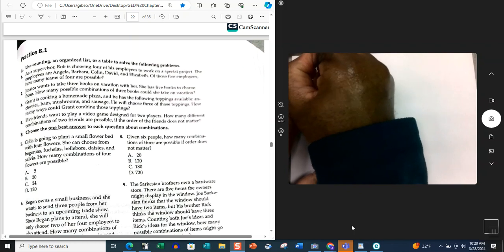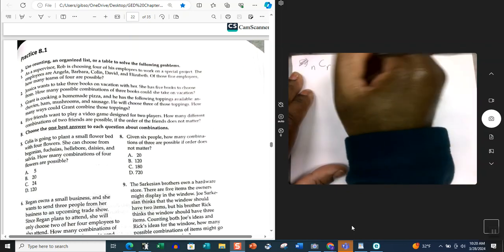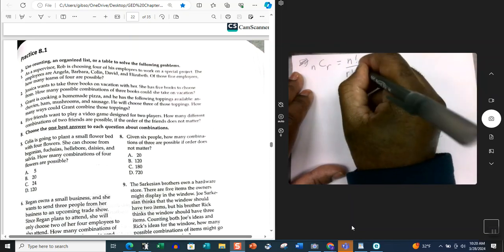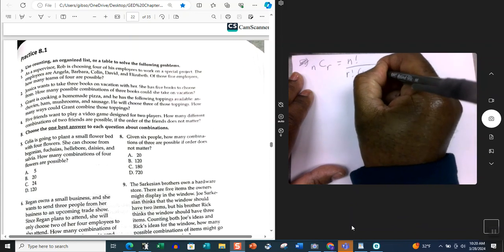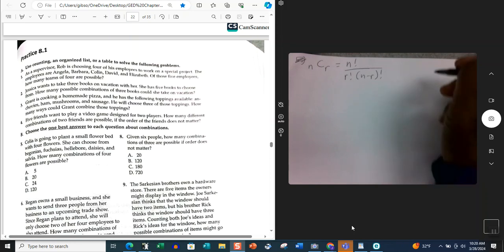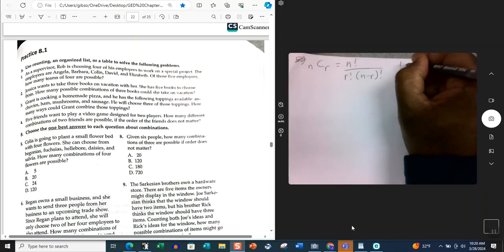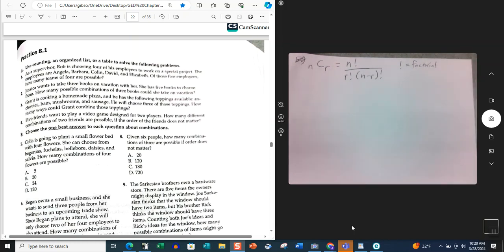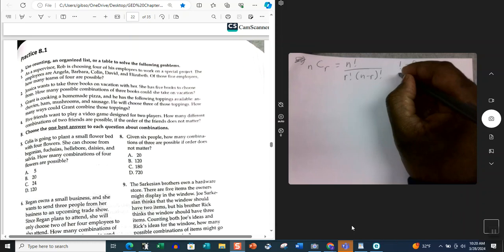You have nCr is equal to n factorial all over r factorial times (n minus r) factorial. Now this exclamation point, just to go off to the side, is called factorial. Just to let you know, this is not considered an exclamation point in mathematics, it's considered factorial. Okay, so now we're going to go through these definitions.